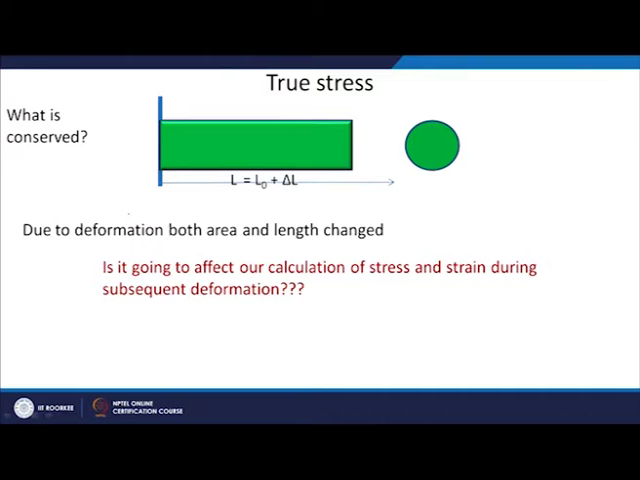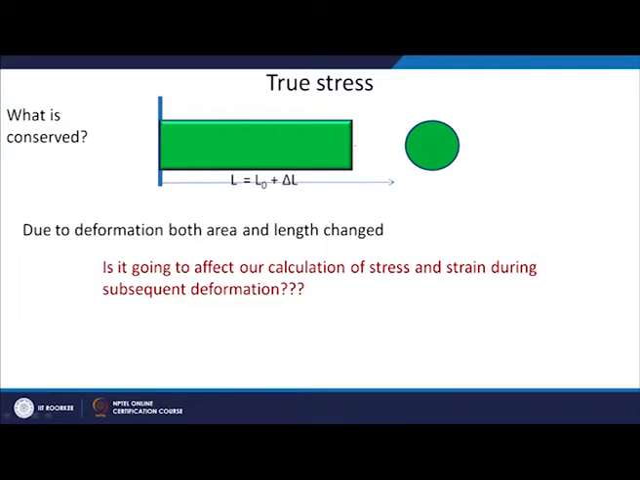Now, the question is: when I am deforming a material, initially when you are in the elastic part, the deformation is very small and you will not be able to notice that. But if I am going into plastic deformation, what will happen? This is my bar with this cross sectional area. I am applying a force, and after some deformation, now the cross sectional area has reduced, and the length has increased.